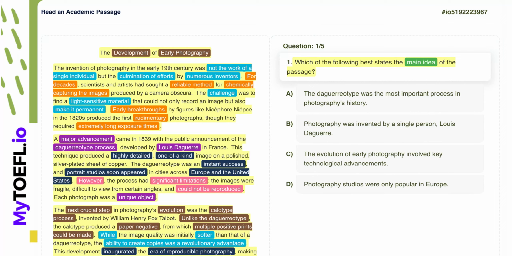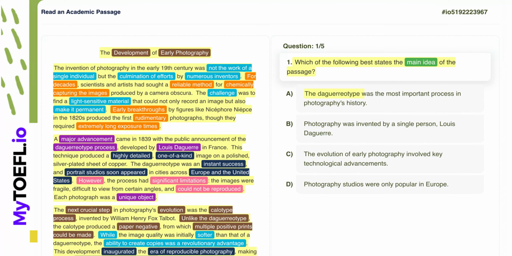A good main idea will cover the journey from the early challenges to the daguerreotype and finally to the calotype, showing a progression. Remember, the first sentence told us photography was the work of numerous inventors, and the passage showed a series of advancements and crucial steps. This is our big clue. Let's evaluate option A together.